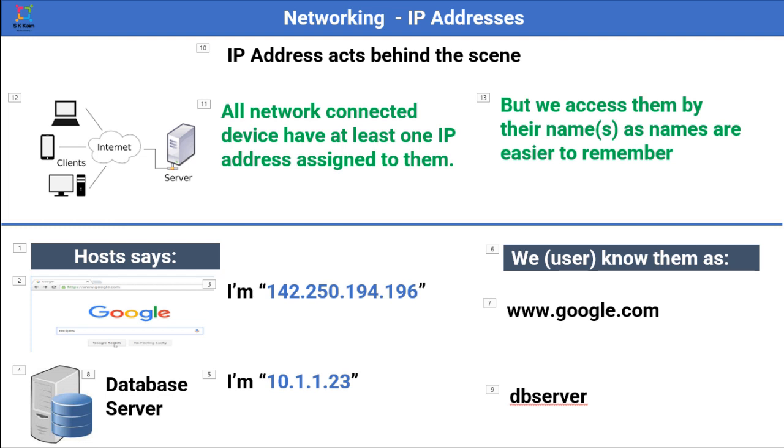And we use names to access these systems because names are much easier to remember. We cannot remember all the IP addresses assigned to a number of hosts. There are millions of hosts or devices connected over the internet, and it is impossible to remember all these IP addresses. Let us see how we can find the IP address assigned to a particular machine.